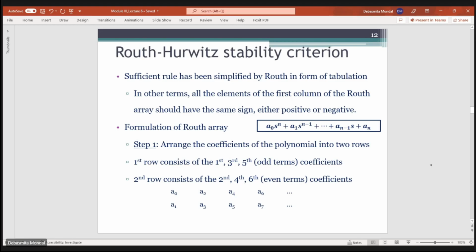Once you have formed these two rows, we'll subsequently form the other rows, and then we'll check the condition, which goes like this. If all the elements of the first column of the Routh array have the same sign, either positive or negative, then we say that the system is stable. But if there is any sign change between the elements in the first column of the Routh array, then the number of sign changes gives you the number of roots of the polynomial which are lying on the right half of the S-plane.